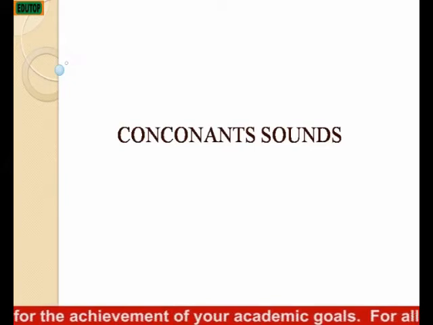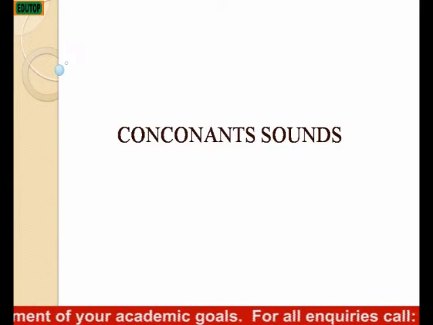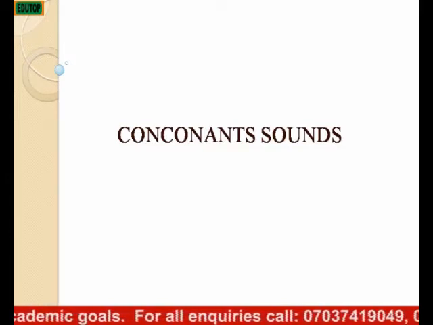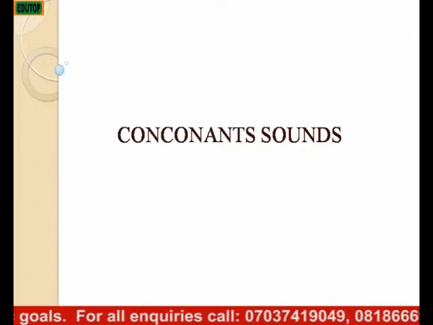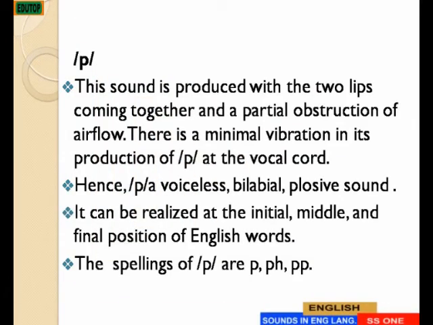Now we are going to pick the consonant sounds one after the other, and we are going to describe them with necessary examples. Description of consonant sounds. The first one we'll be talking about is the sound pa. Pa is produced with the two lips coming together and a partial obstruction of airflow. There is minimal vibration in the production of pa at the vocal cord. Hence, it is a voiceless bilabial plosive sound.